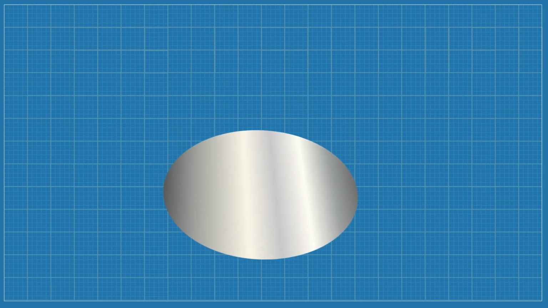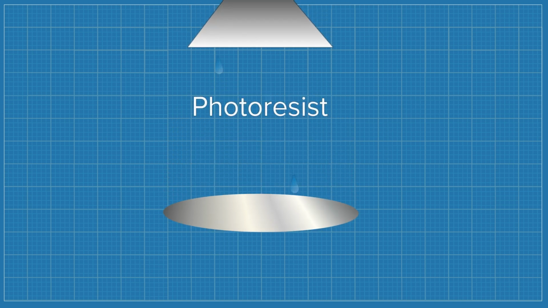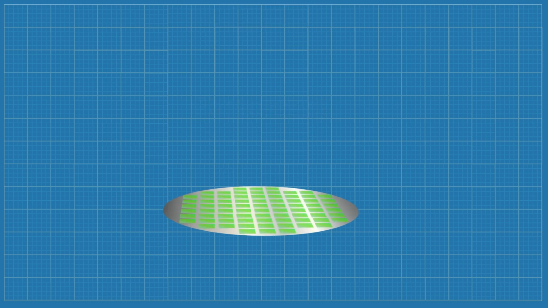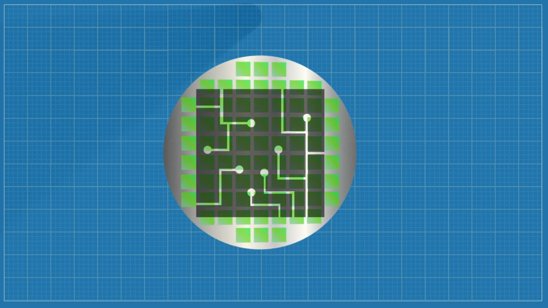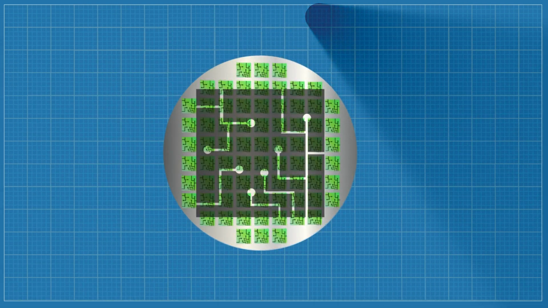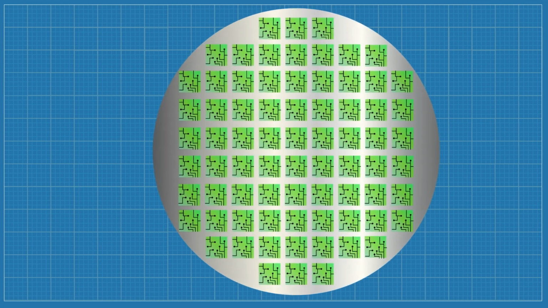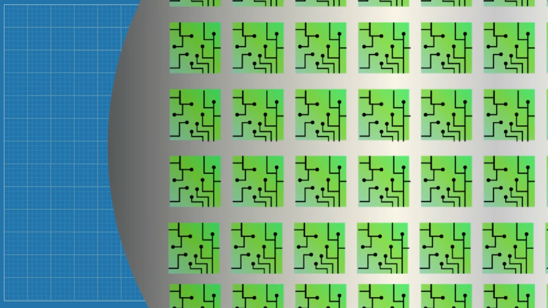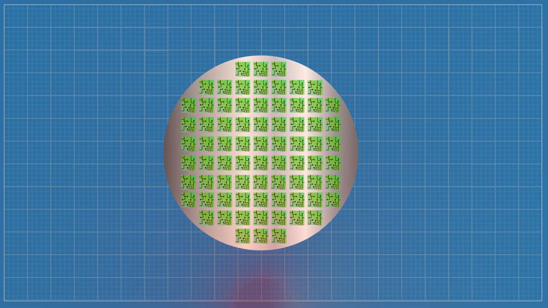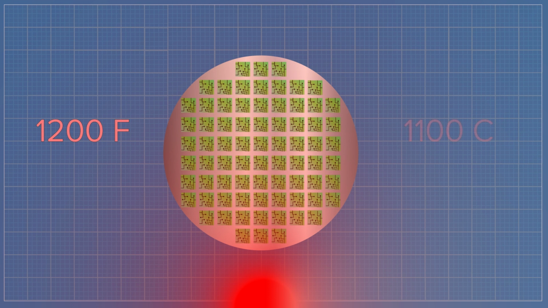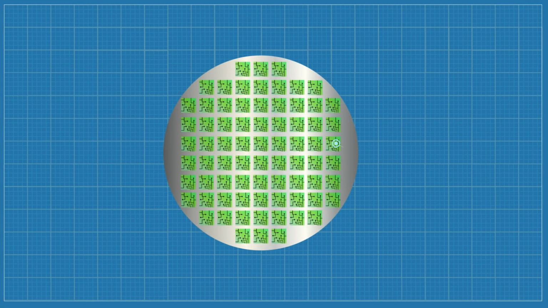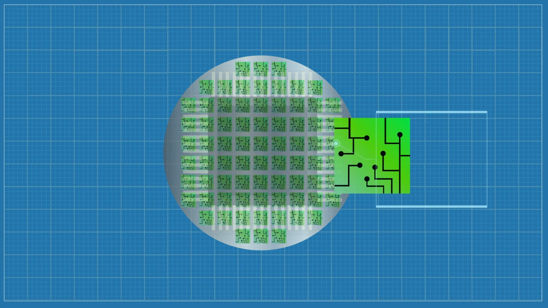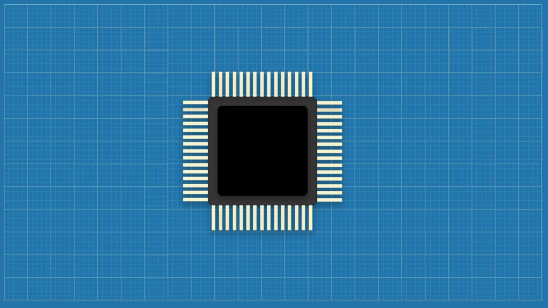A layer of photoresist is then applied to the wafer's surface. The photoresist is a light-sensitive material that will be used to create the chip's pattern. The wafer is then introduced to ultraviolet light through a photomask, which contains the pattern of the chip. The photoresist that is exposed to light will be chemically altered, while the areas that are not exposed will remain unchanged. It is then baked at temperatures higher than 1200 degrees Fahrenheit or 1100 degrees Celsius to make the modifications permanent. Finally, the wafer is etched to remove undesirable elements and create a three-dimensional circuit.